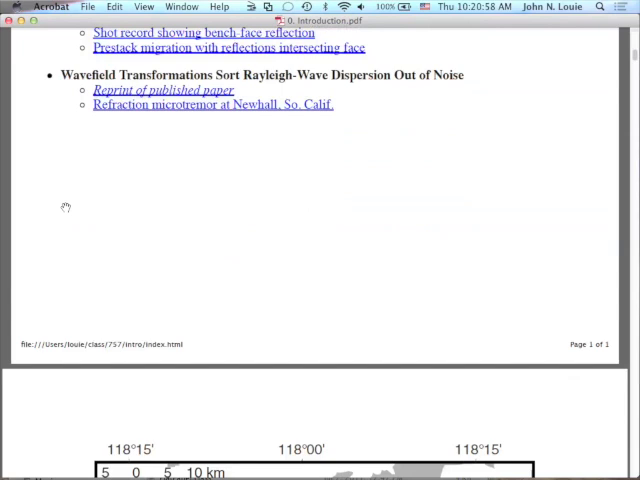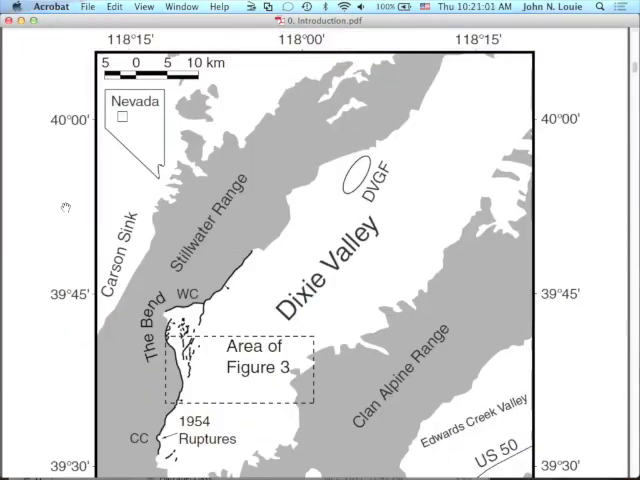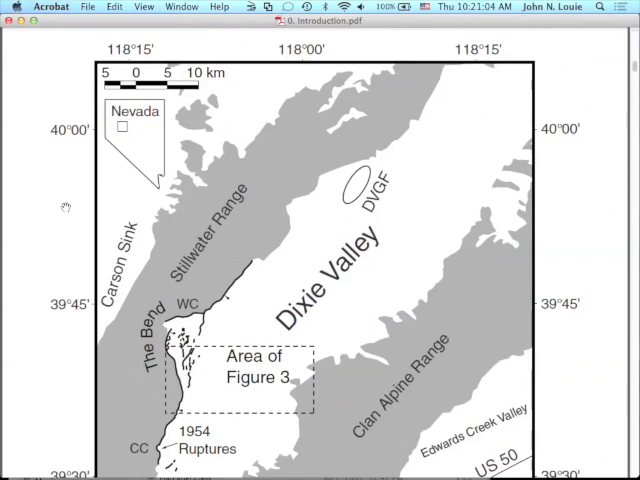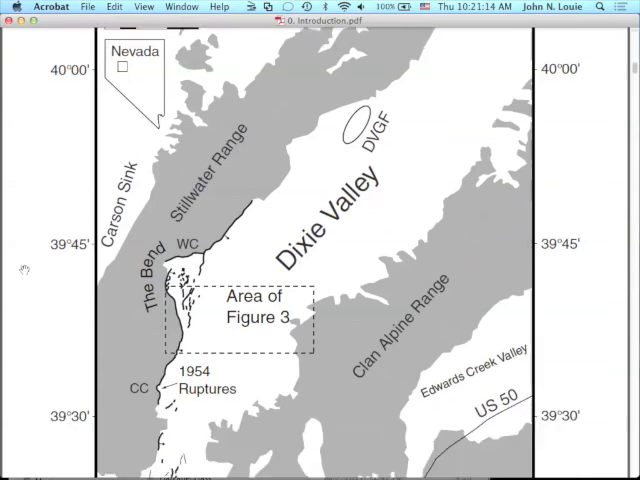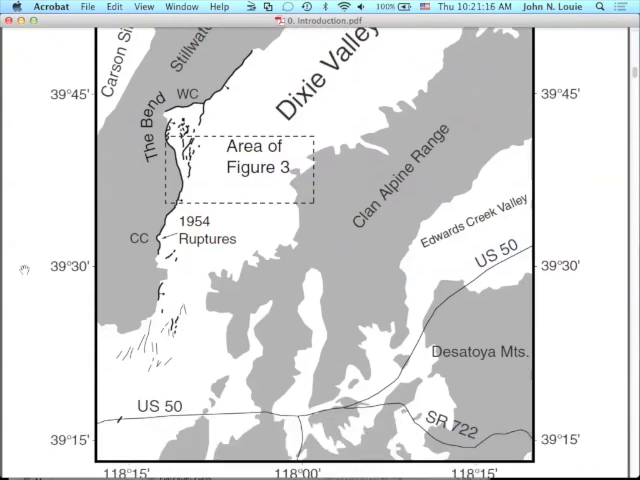All right. So let's look at Dixie Valley first. Here's a map. Dixie Valley is in the middle of west central Nevada, in the Central Nevada Seismic Belt. It was the last in a series of earthquakes in the high magnitude sixes, low magnitude sevens that occurred in 1954. We're coming up on the 60th anniversary now.